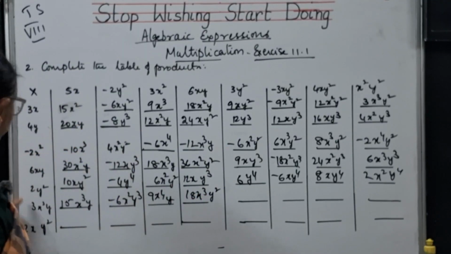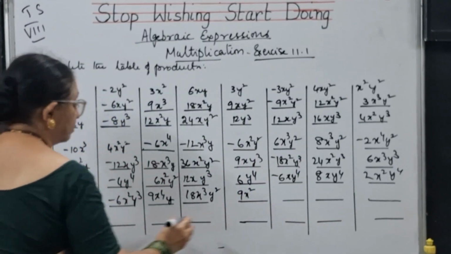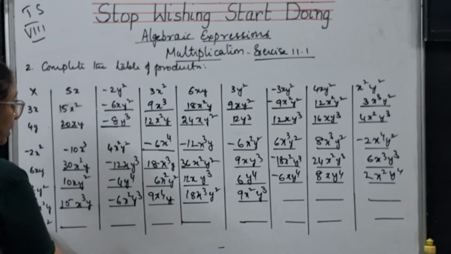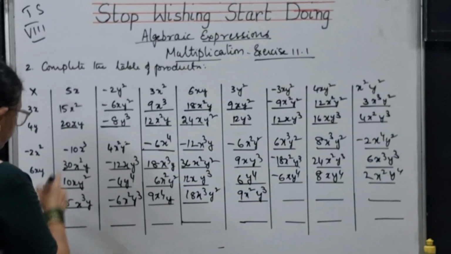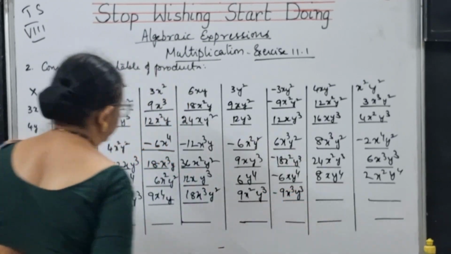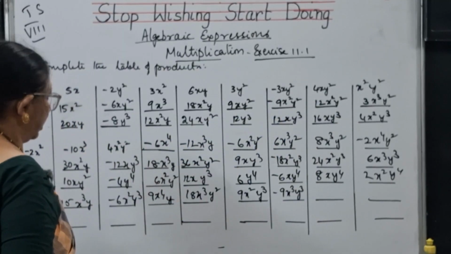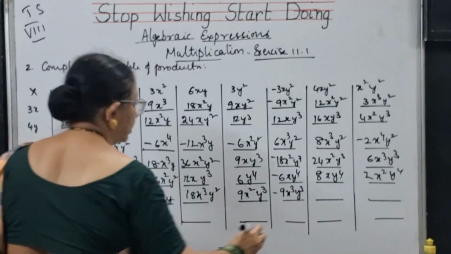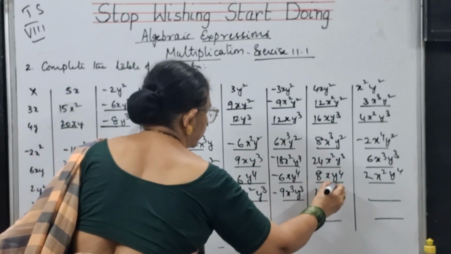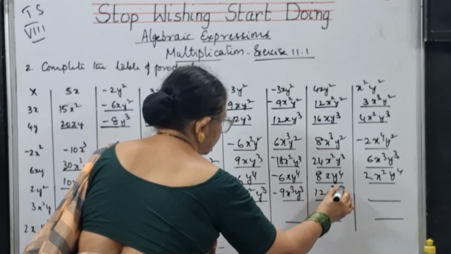Next, plus 9 x square y into y square, y cube. Again, minus 9 x cube y cube, because here 2 x square into x, y square into y. Next, plus 3 4s are 12, x into x square, x cube, y square into y, y cube. So x cube y cube.